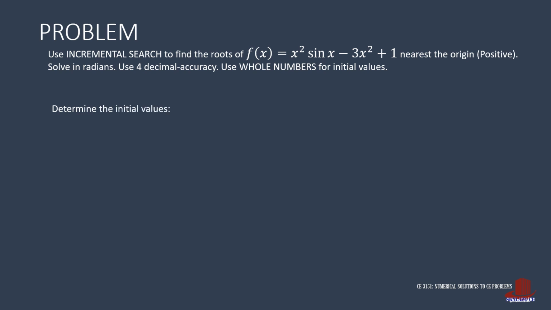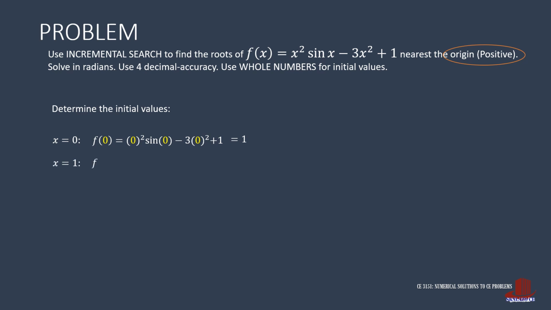The first step is to look for the initial interval, and this is where the instructions are taken into consideration. The root should be near the origin, and it should be positive. So try x of 0, where plugged into the function, we'll make it 0 squared sine of 0 minus 3 times 0 squared plus 1, which eventually is positive 1.